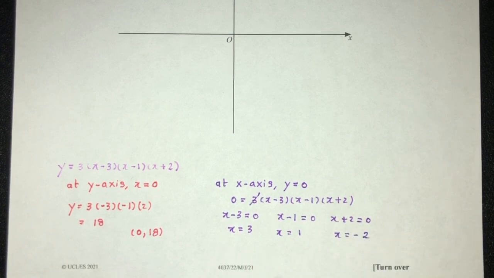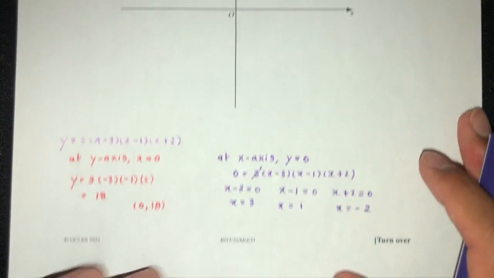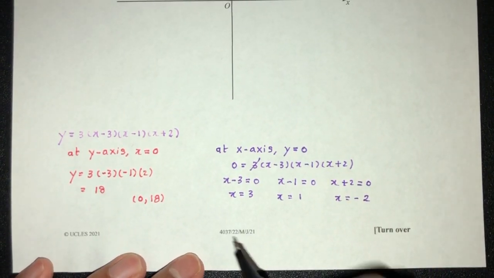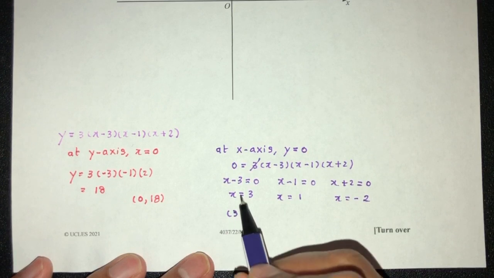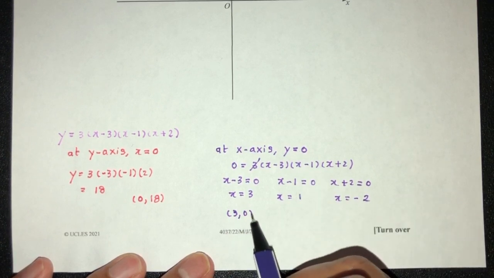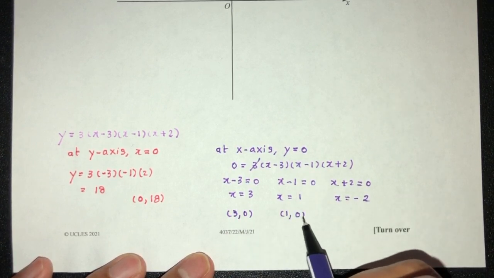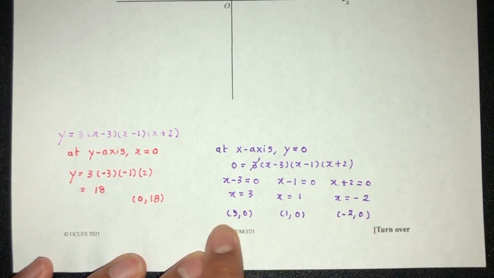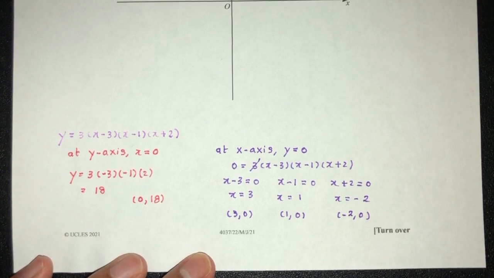Again, these are the x-intercepts, the points where your curve meets the x-axis. Now let me write the points. That'll be x is 3, y is 0; x is 1, y is 0; x is minus 2, y is 0. So these are the points on the x-axis.